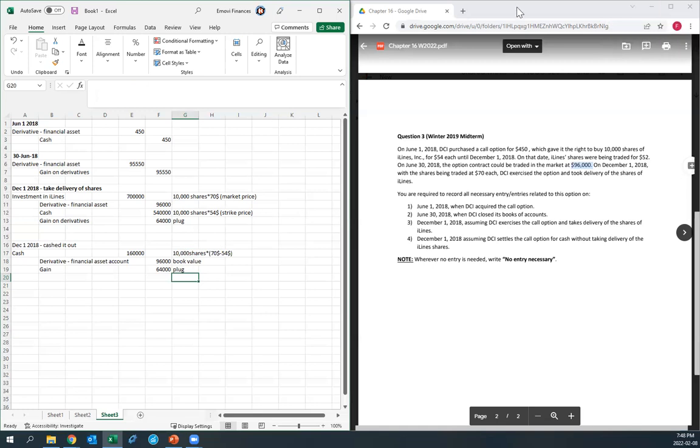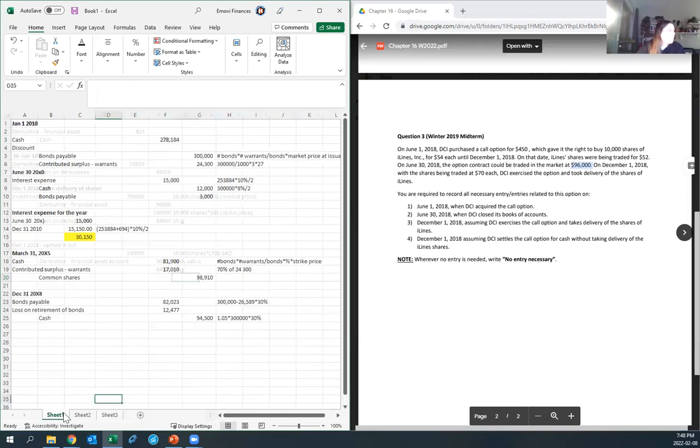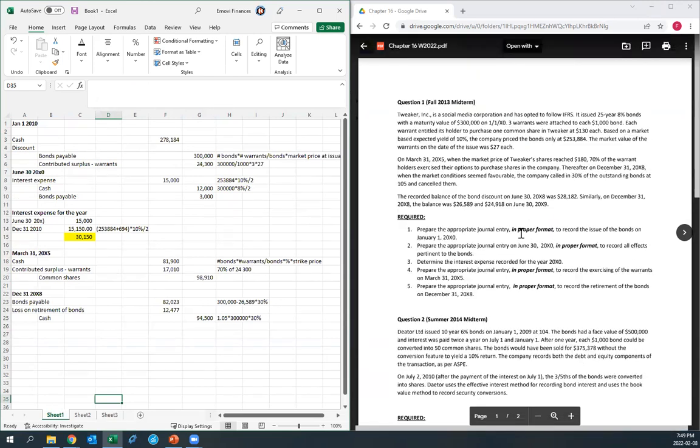Yeah, maybe I have a question for you on the first one. Let me just go through. Okay, so I kind of got confused on the recorded balance of the bond discount on June 30th, and then it says it's 20,182. Because normally when you have the amortization table, when it's discounted, you would add up the amortization, but in this case, you would remove it, right?